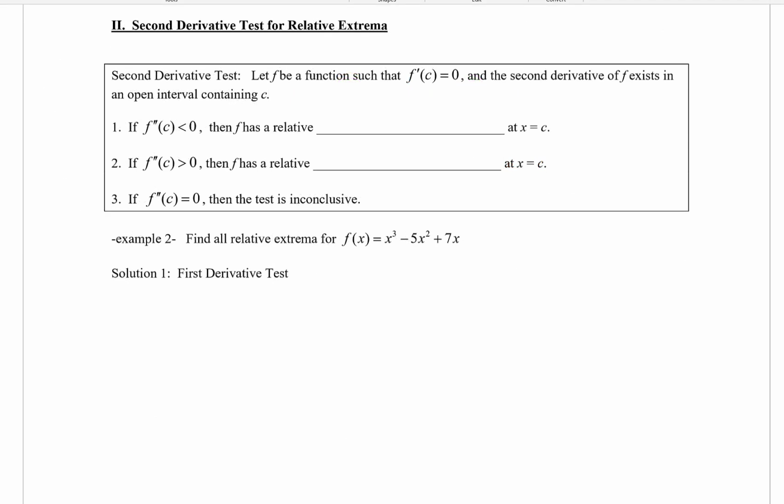Two, second derivative test for relative extrema. Second derivative test. Let f be a function such that f prime of c is equal to 0 and the second derivative of f exists in an open interval containing c. 1. If f double prime of c is less than 0, then f has a relative maximum at x equal to c. 2. If f double prime of c is greater than 0, then f has a relative minimum at x equal to c. 3. If f double prime of c is equal to 0, then the test is inconclusive.